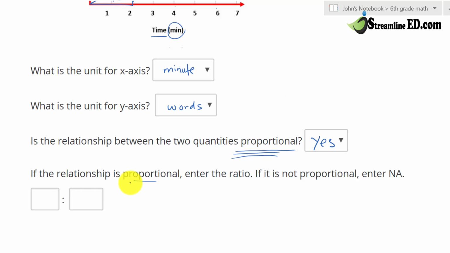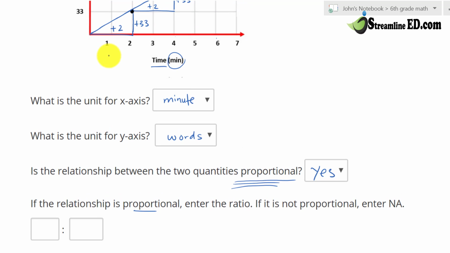Now, if the relationship is proportional, which we just proved is yes, enter the ratio. Well, what's the ratio? Well, the ratio is 2 to 33. There you go. And if it's not proportional, we put NA. Well, we're not going to put NA because it is proportional. So 2 to 33, because it is a proportional relationship.